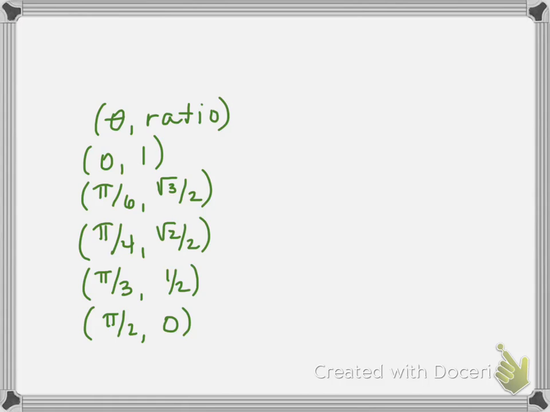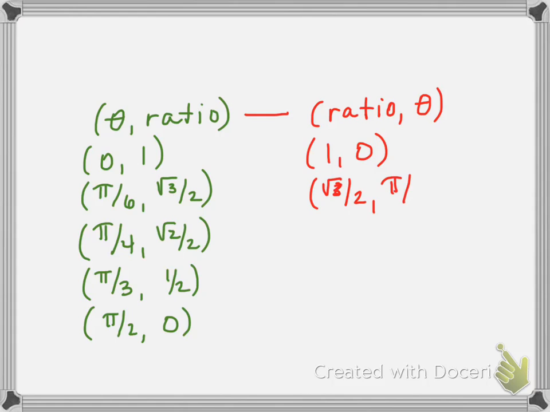Now, for the inverse of this, I'm going to grab a different color here. What's going to happen with all of these ratios is that they are going to flip around, or these ordered pairs I should say, and the ratio is going to be the input. The angle that we get is going to be the output. So one way to create the graph is to flip all of the ordered pairs so that the output now becomes the input.